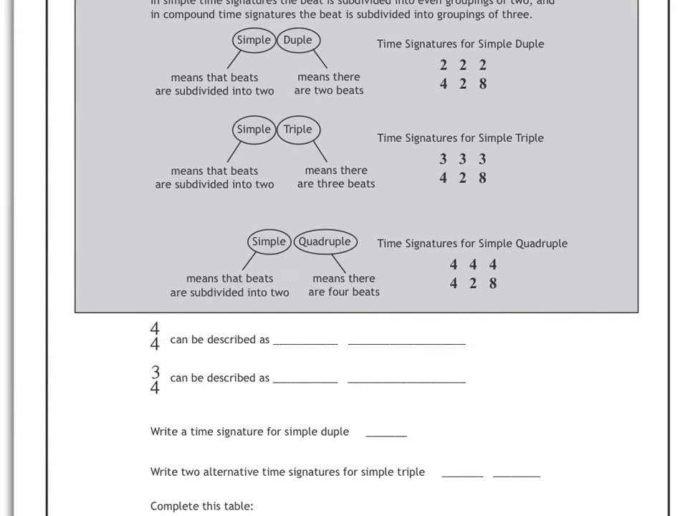All right, so your answer here certainly would be simple quadruple. Okay. Next, 3/4 can be described as what? Well, simple, because each of those 3 beats can be divided in half, and is it called duple, triple, or quadruple? Well, how many beats do you have? You have 3 of them, so you would call this simple triple. Okay, and that's why you call it triple, because there are in fact 3 of them.